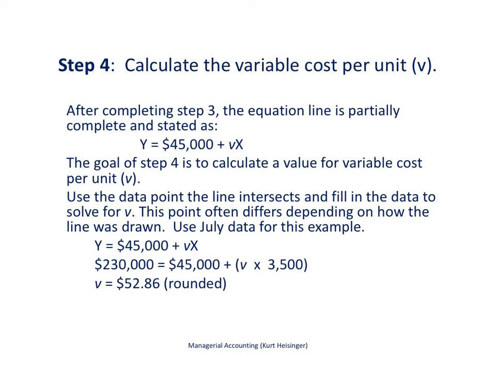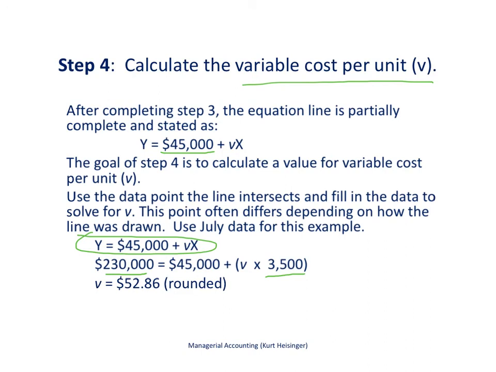Step 4 requires us to calculate the variable cost per unit, given the information we have at this point, which is that we know our total fixed cost. Given that information, now we're going to calculate the variable cost per unit. Remember, a few slides back I mentioned that we needed to make sure the line we drew hit at least one data point. My line hit a data point which was $230,000 in monthly cost at a level of 3,500 units. So I'm taking the information from that data point and plugging it into this equation so that I can solve for the variable cost per unit, for V.